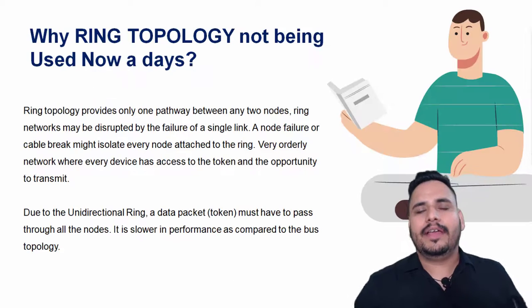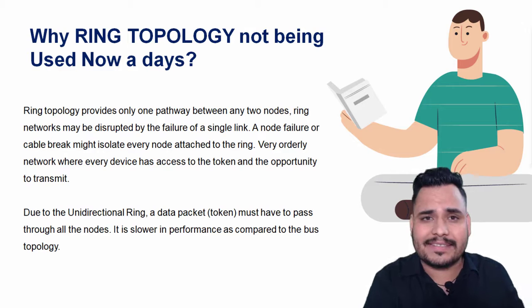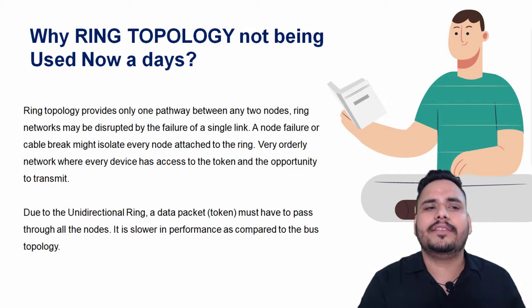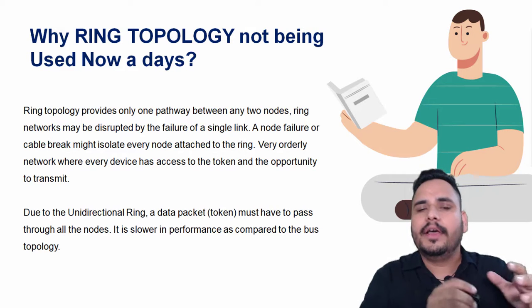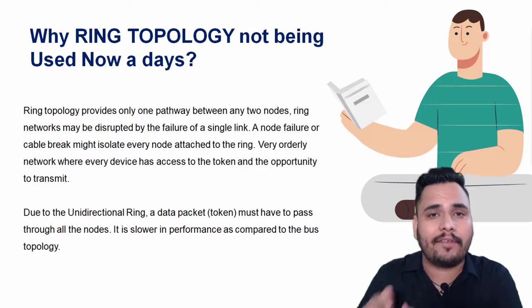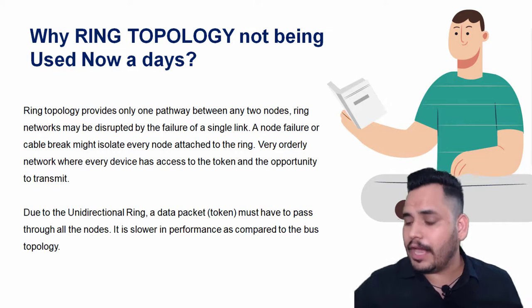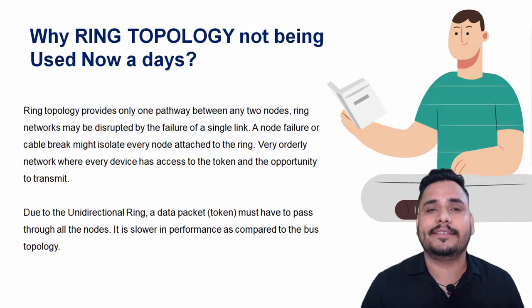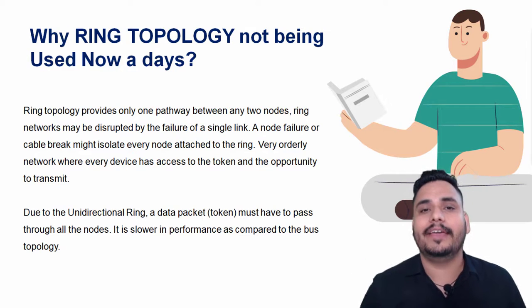Okay, so like bus topology, ring topology is not used nowadays, because both of these are old topologies right now, which are not suitable for the new devices used in current scenarios. And what is the problem, why are we not using ring topology nowadays? The reason is that it has only one pathway between every node.